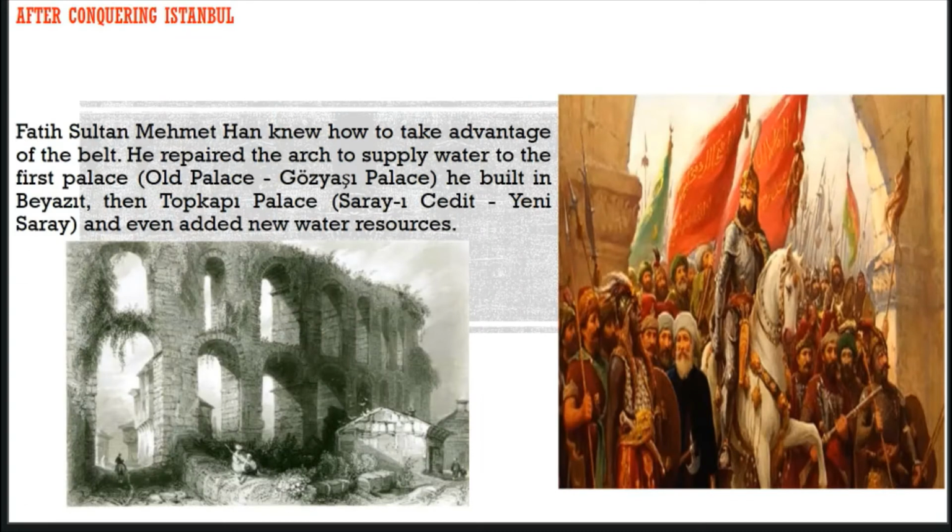After conquering Istanbul, Fatih Sultan Mehmet Han knew how to take advantage of the aqueduct. He repaired the arc to supply water to the first palace, the Old Palace or Gözyaşı Palace. He built in Beyazıt, then Topkapı Palace, Saraycıdit, and even added new water resources.